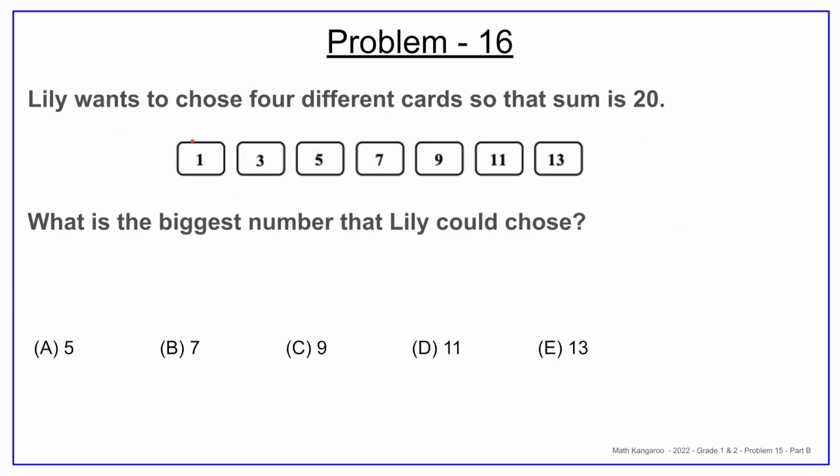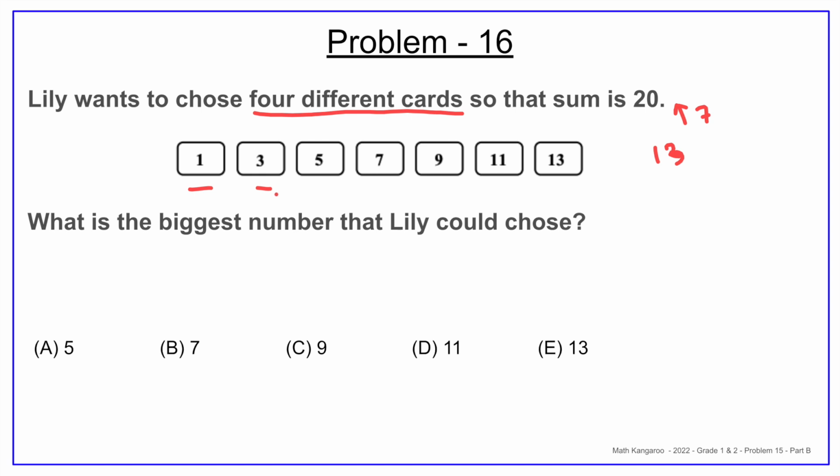Problem 16. Lily wants to choose 4 different cards so that the sum is 20. What is the biggest number that Lily could choose? These are our options. So let's start with the biggest number, that is 13. So we choose 13. Now it is 7 far from 20. So let's choose 3 numbers whose sum is 7. So we choose 1, 3, 4.